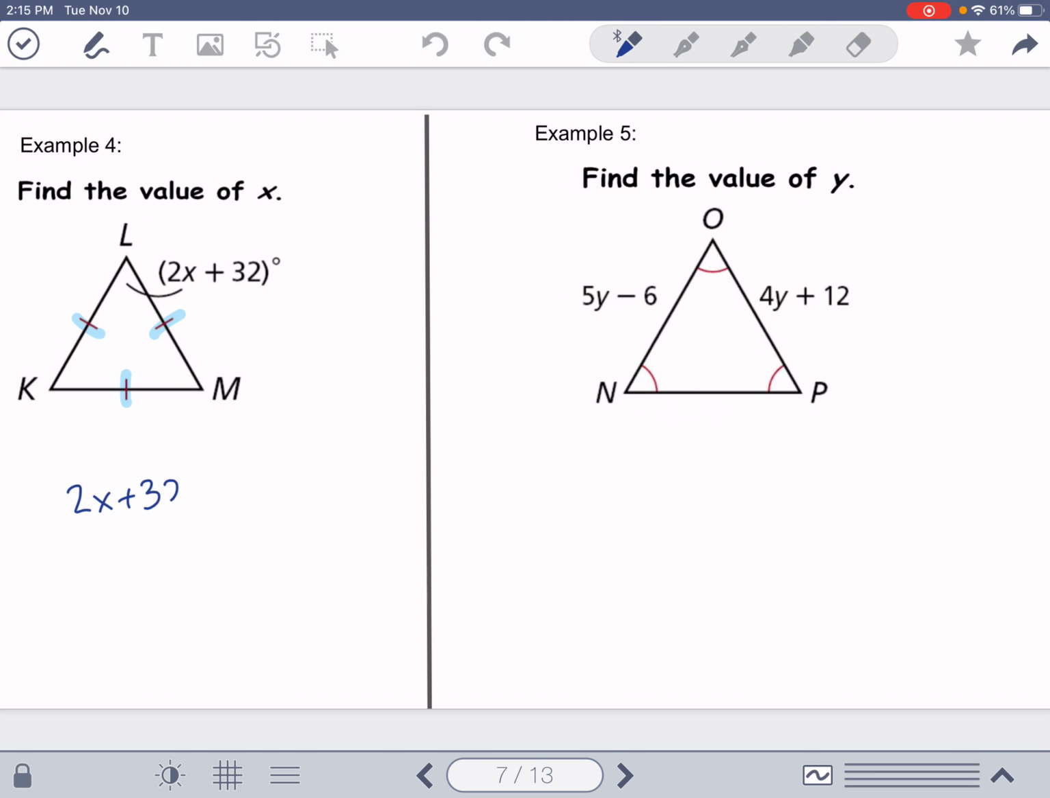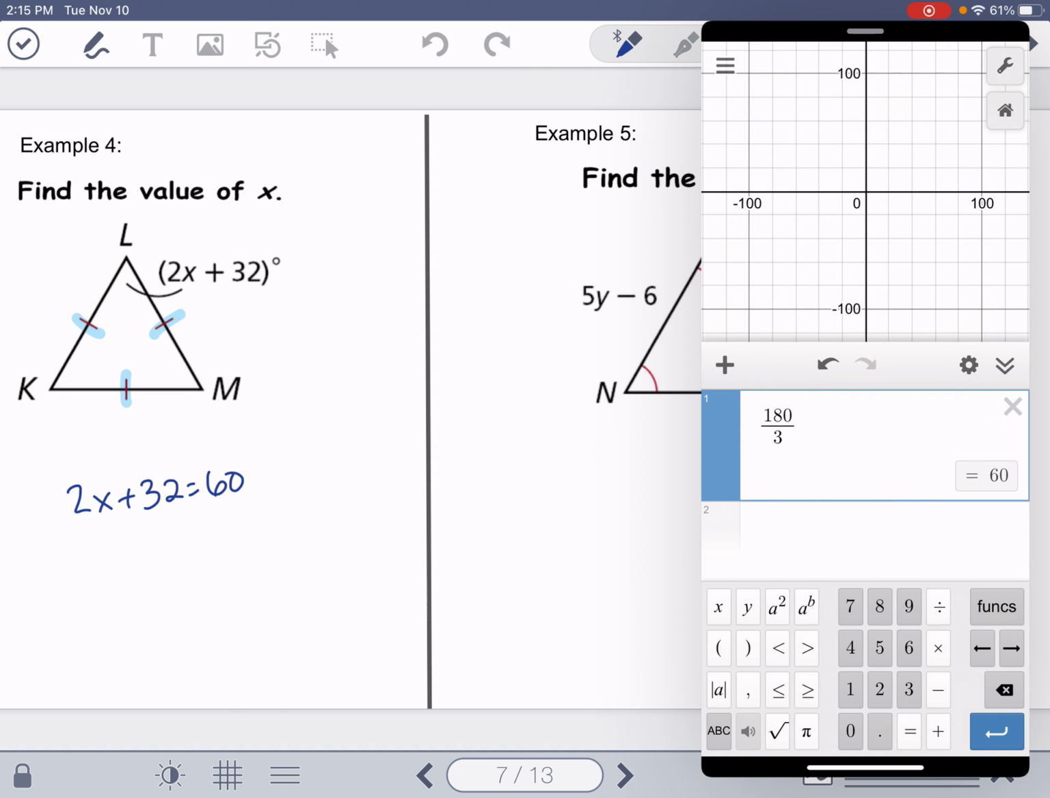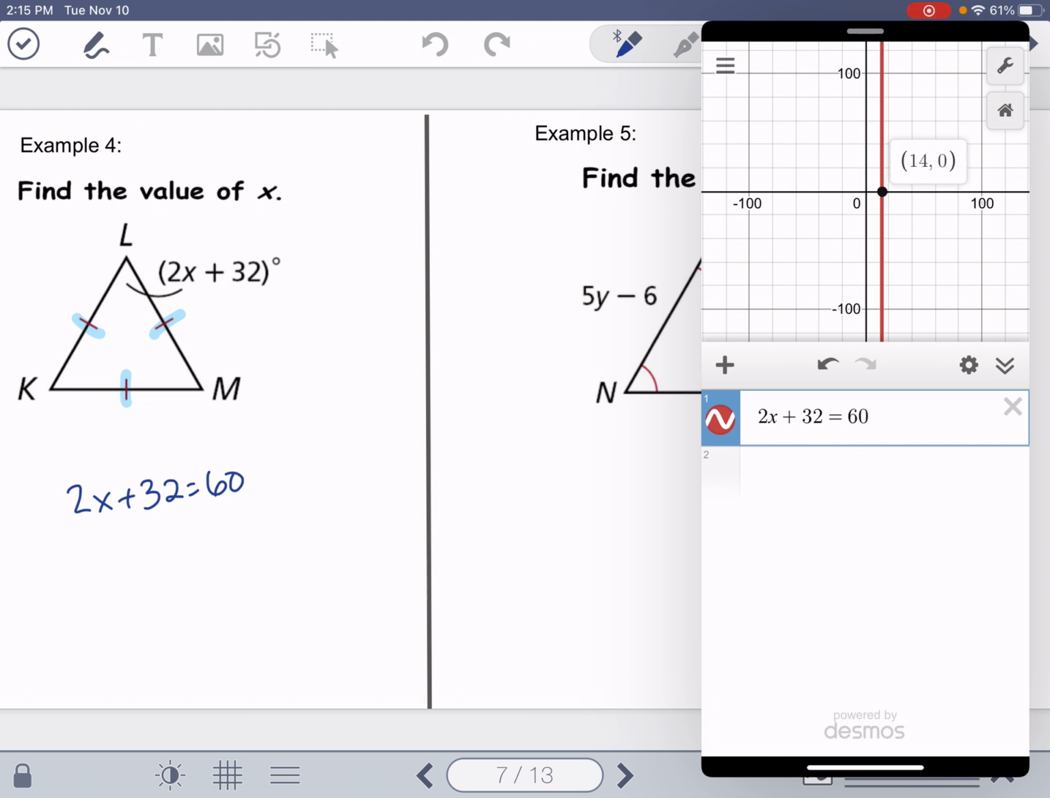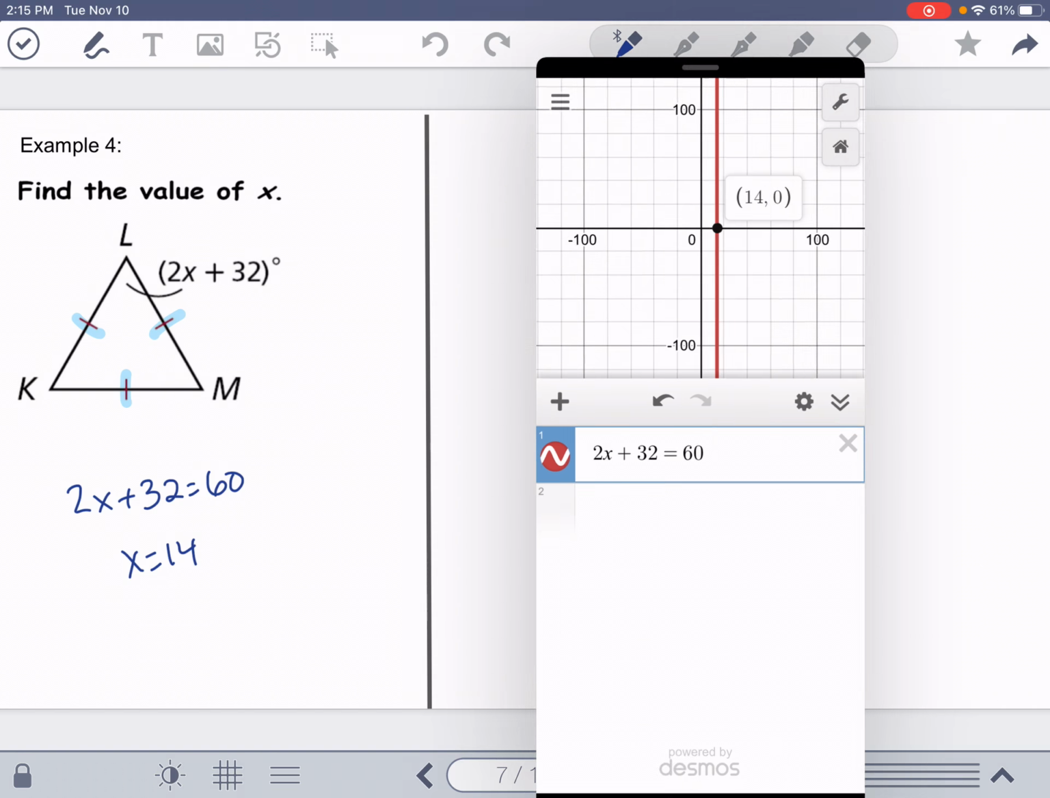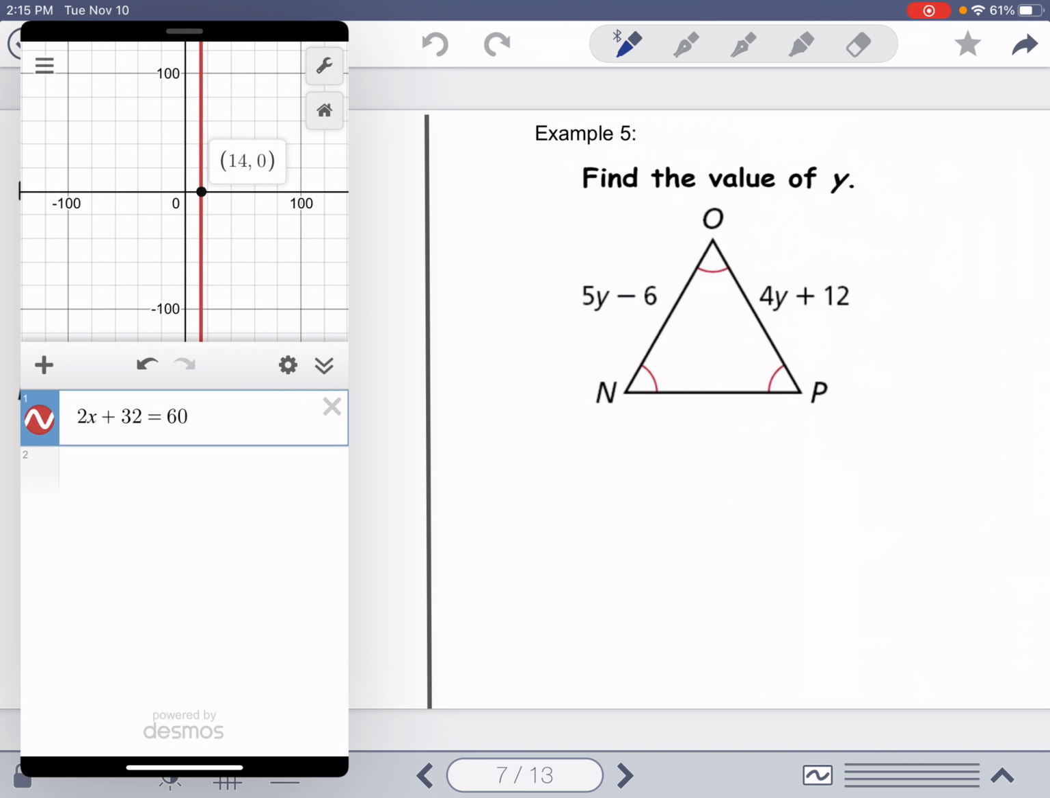2x plus 32 equals 60 degrees. If I'm looking for the value of x, I'm just going to type this into the Desmos calculator. X is 14. Is that what I was looking for? Yep, it sure was. Next problem says that I want to find the value of y.